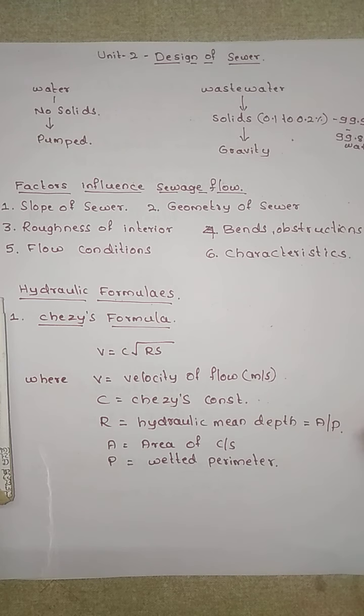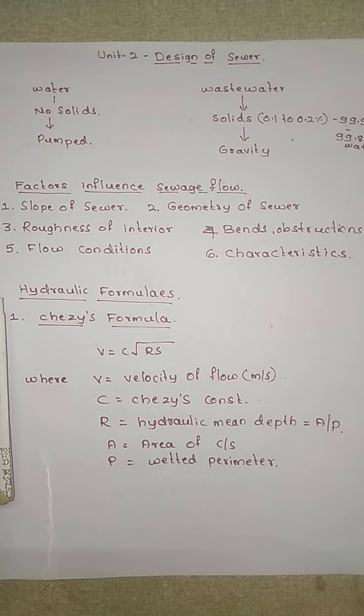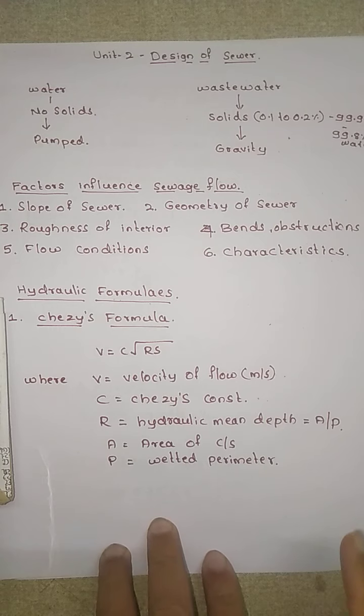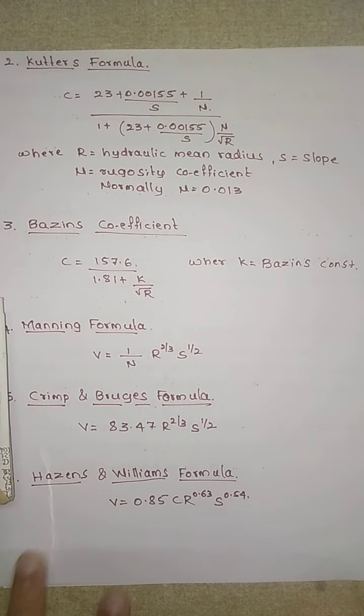R is nothing but the hydraulic mean depth, which is the ratio of area of cross section to the wetted perimeter. So this is how we are going to calculate the velocity by using Chezy's formula. Then we will be using Kutter's formula in order to calculate the constant C, Chezy's coefficient.